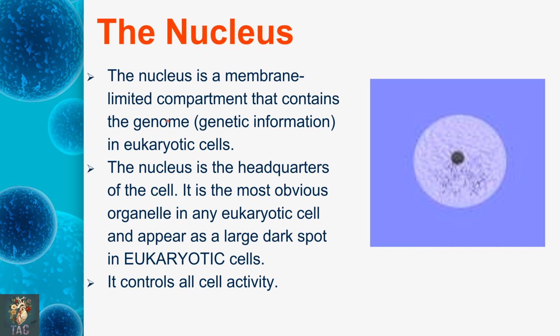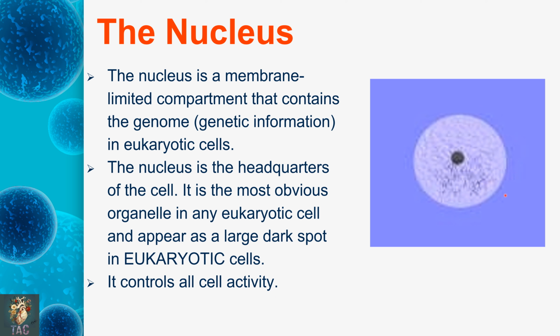So first, the cell nucleus. The nucleus is a membrane limited compartment that contains the genome, the genetic information in eukaryotic cells. The nucleus is the headquarters of the cell. It is the most obvious organelle in any eukaryotic cell and appears as a large dark spot. It controls all the cell activities.